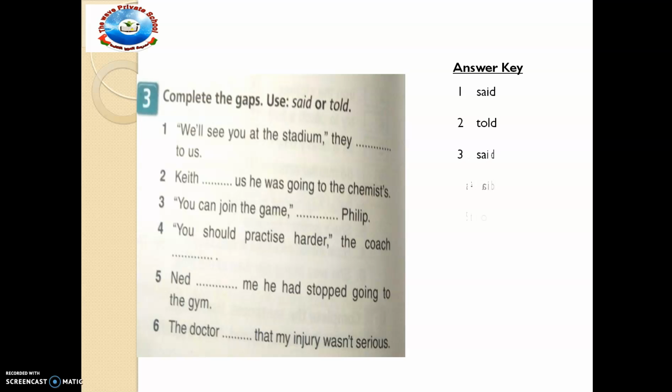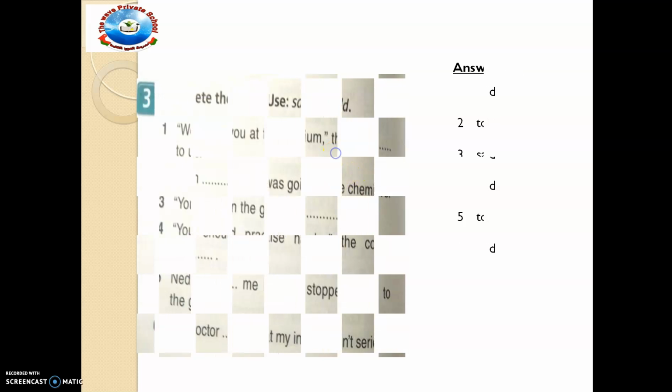Did you get it right? Yes, number 1 is said. Number 2, told. 3, said. 4, said. 5, told. And 6, said. The doctor said that my injury wasn't serious. Have you done that? We want to make progress to exercise number 4.